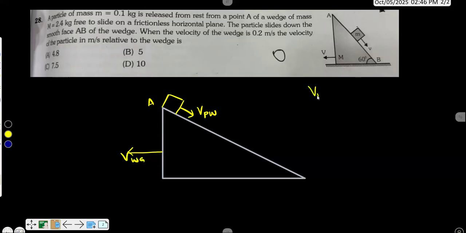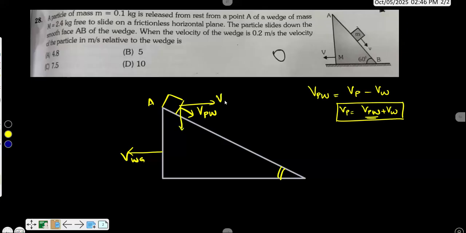So what can we write? Velocity of particle with respect to wedge is velocity of particle minus velocity of wedge. Velocity of particle is equal to velocity of particle with respect to wedge plus velocity of wedge. This is the velocity of the particle. He is asking us to find out this thing. So if this angle is 60 degrees, and I make components of this relative velocity, this would be velocity of particle with respect to wedge cos 60, because this angle is also 60 degrees. If this angle is 60, that angle is also 60 degrees.